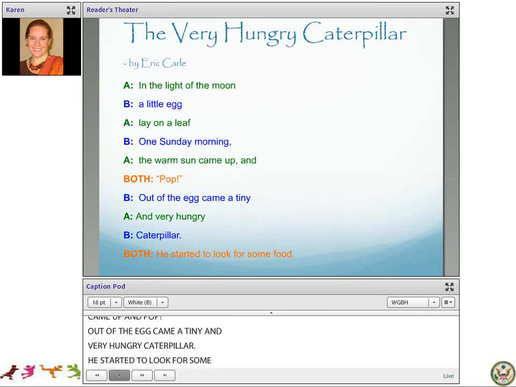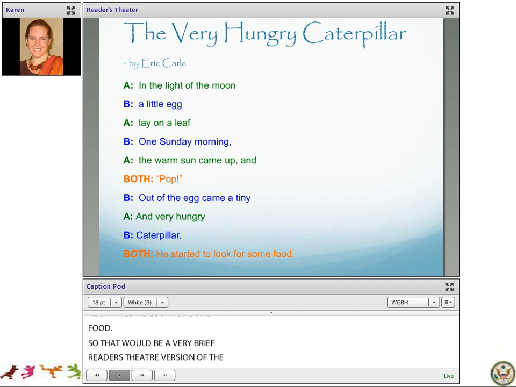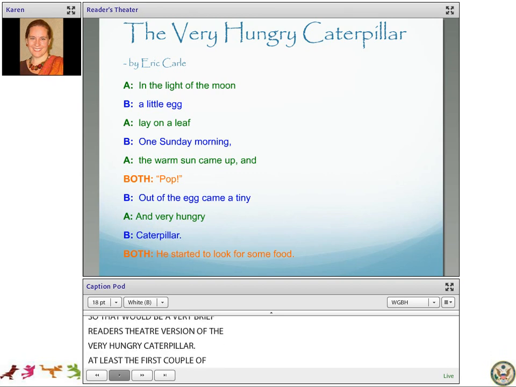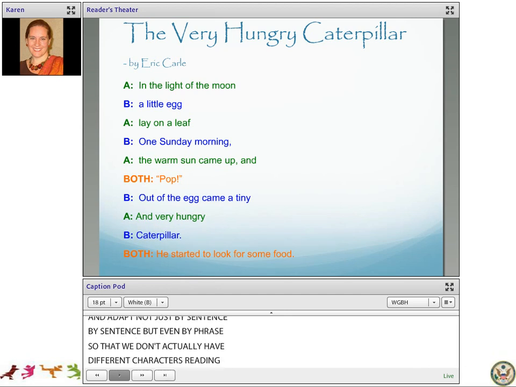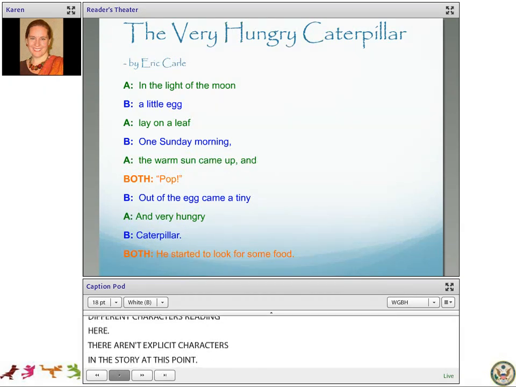So that would be a very brief Reader's Theater version of The Very Hungry Caterpillar, at least the first couple of pages. Again, what I'm underlining here is the color coding of the script, and that you can adapt the script not just sentence by sentence, but even by phrase, so that we don't actually have different characters reading here. There aren't explicit characters in this story at this point. In fact, in this story, nobody actually talks. But the phrases are assigned to different readers, and that in itself brings the text to life in new and unexpected ways.